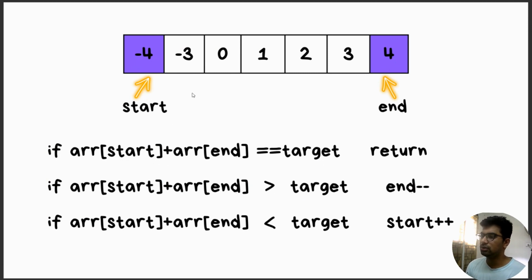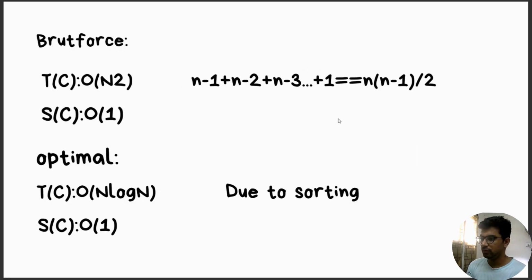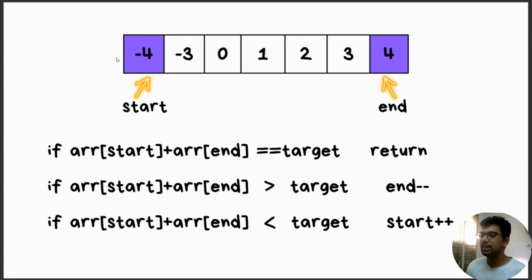In the two pointer approach, we will first sort the elements. Let's see here. The elements are minus 3, 2, 0, 4, and minus 4. Minus 4 is coming after 4, so this array is not sorted. So we sort the array first: minus 4, minus 3, 0, 1, 2, 3, 4. Now you can see that this array is in sorted order. We will take two pointers, one is start and one is end. Start will point to the left end and end will point to the right end.